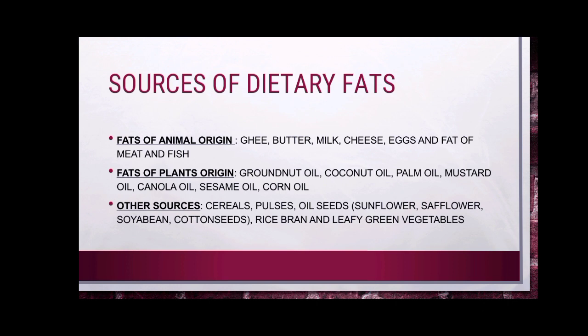Now, sources of dietary fats. You can gain fat from animal origin as well as plant origin. From animal origin, you can consume ghee, butter, milk, cheese, eggs, especially egg yolk, and fat of meat and fish. Fats from plant origin include groundnut oil, coconut oil, palm oil, mustard oil, canola oil, sesame oil, and corn oil. It includes all the oils, and these are very healthy fats that you get from plant origin.